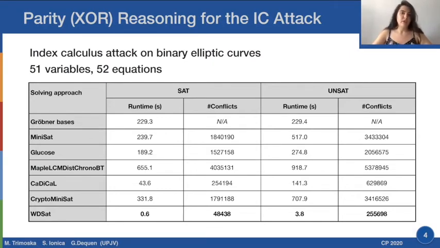There are many ways to attack this problem, one of which is the index calculus, and the index calculus attack goes in three phases. One of these phases can be reduced to solving a Boolean polynomial system. This system is usually solved using algebraic techniques such as Gröbner basis, but in our work we have tried to replace Gröbner basis with our SAT solver.